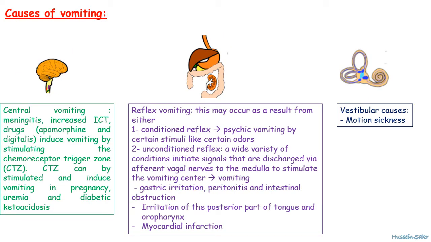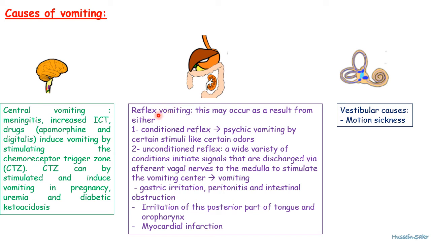Now we are moving to the causes of vomiting. Vomiting can be caused by multiple factors. Vomiting may be central due to stimulation of the vomiting center, as in meningitis or increased intracranial tension. It may be caused by drugs that can stimulate the chemoreceptor trigger zone in the medulla oblongata, like apomorphine and digitalis. Also, it can be caused by certain chemical substances present in the blood, as in pregnancy, uremia, increase in the urea in cases of renal failure, and in diabetic ketoacidosis. In these cases, there is a stimulation of the chemoreceptor trigger zone.